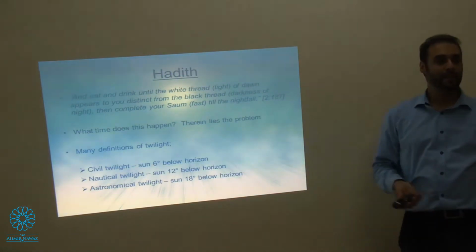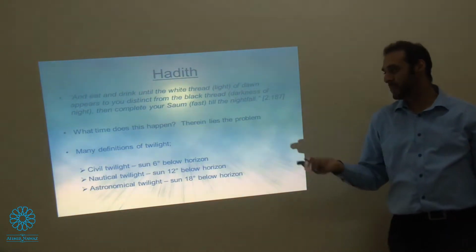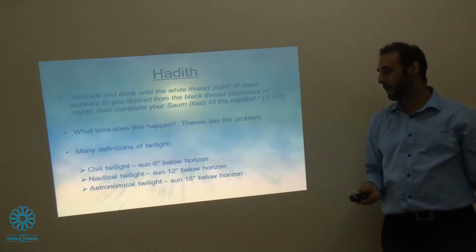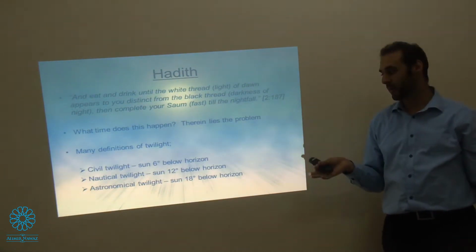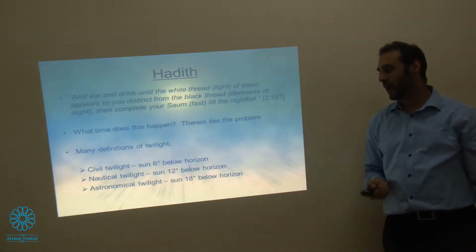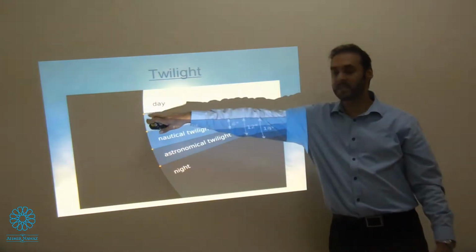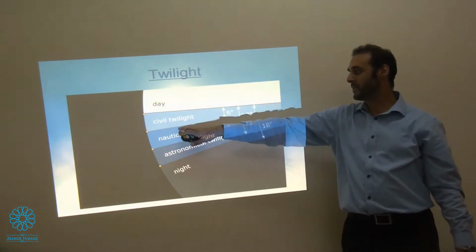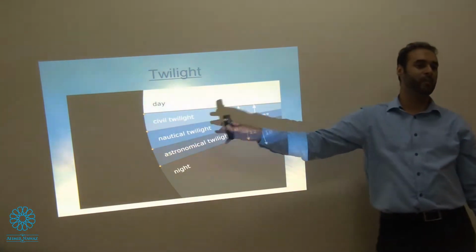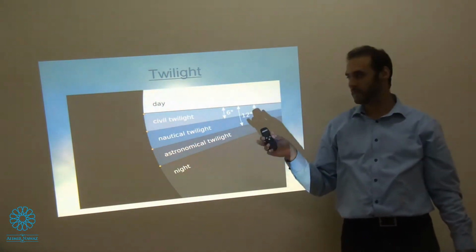So what time does this happen? This is where the problem lies. There's many definitions of twilight. There's civil twilight, when the sun is 6 degrees below the horizon, nautical twilight, 12 degrees, and astronomical twilight at 18. So here's the horizon, here's the sun. From here to here, 6 degrees is known as civil twilight. This is the time when in England, by law, they switch on the street lights.